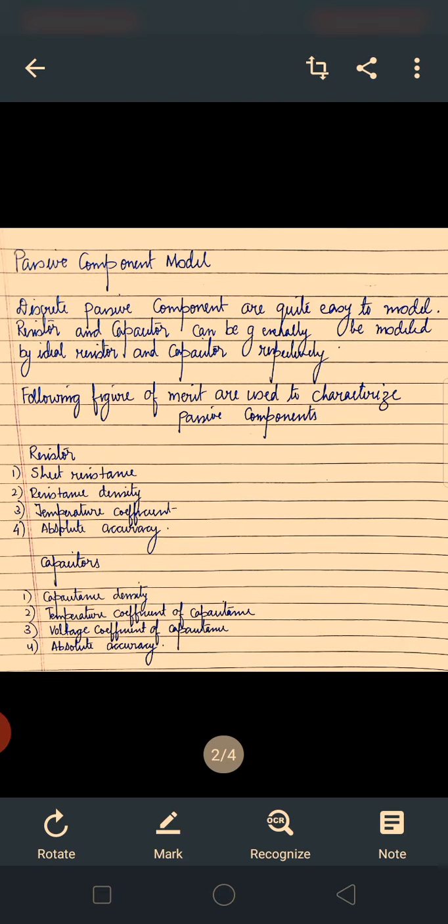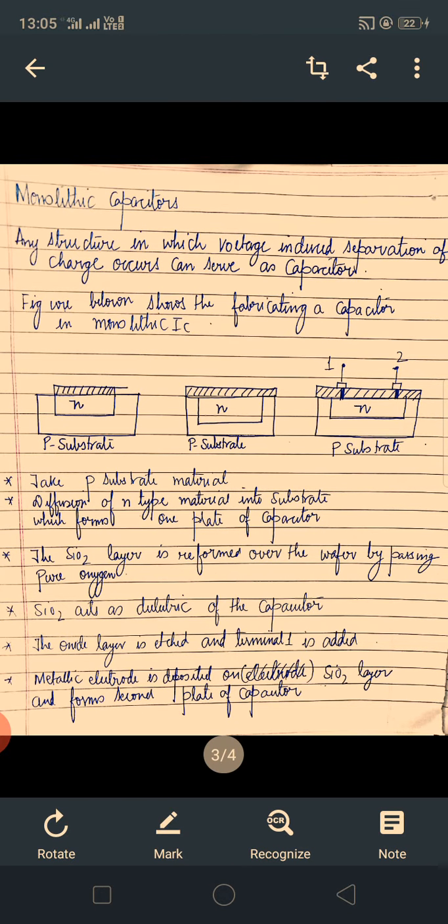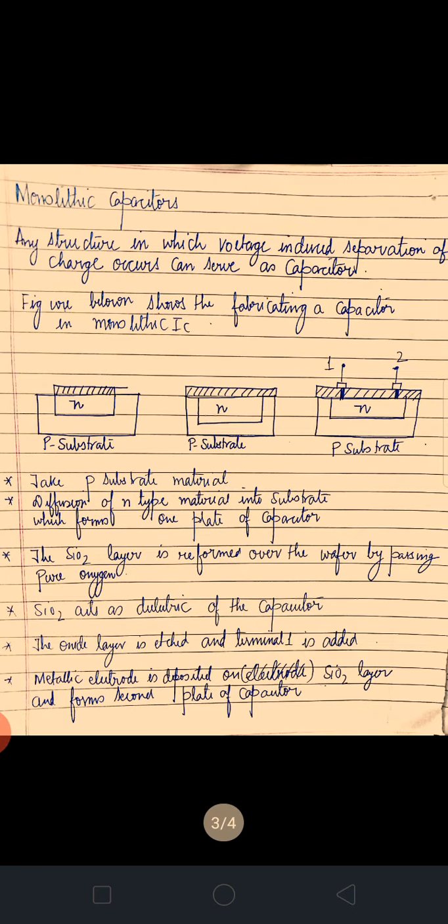Now, we will move further towards the fabrication of the capacitor. Now we will check out how we are going to design the monolithic capacitor. Here I have shown you three different diagrams depicting the steps from the substrate to the formation of the capacitor plate. First, we have a P substrate and there is a region shown, the N region, and there is a silicon oxide layer. In the second, we have a P substrate region and N diffused into it, and then with the metallic diffusion, terminals 1 and 2 are connected across the N type. The substrate is a P substrate.